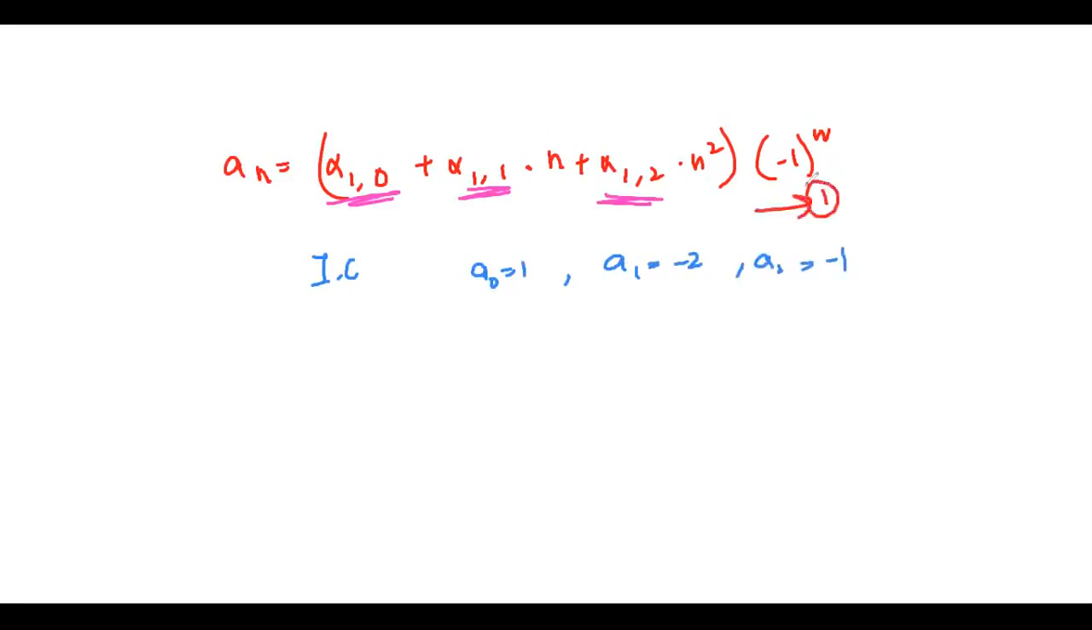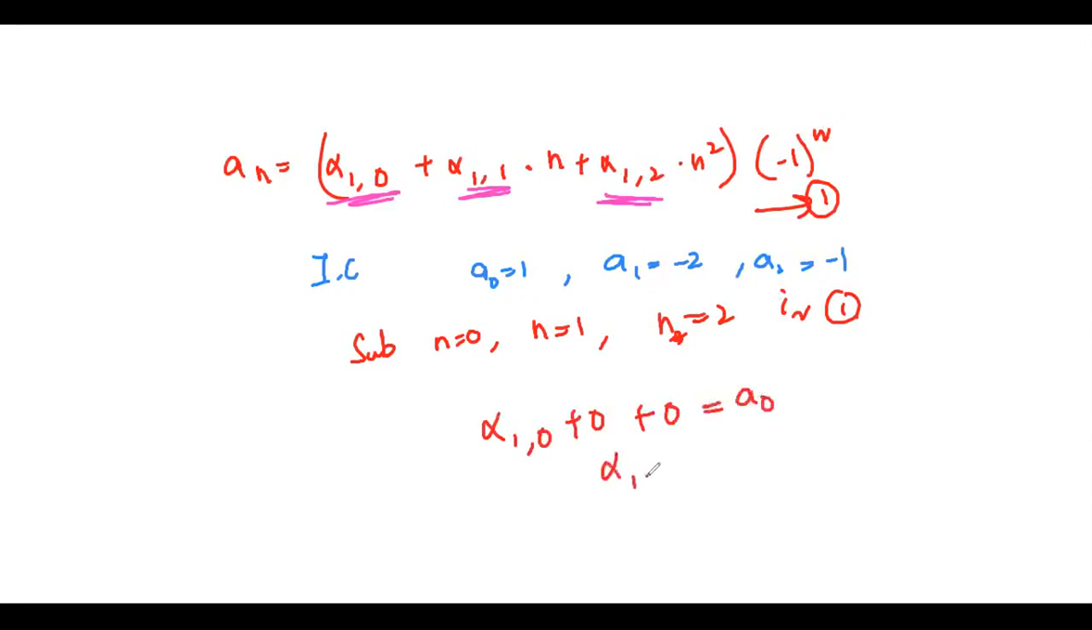Let's take this equation as equation 1. Substitute n is equal to 0, n is equal to 1, n is equal to 2 in equation 1. When we substitute n is equal to 0, directly we will get the alpha 1 comma 0 value, because the term alpha 1 comma 1 into 0 is simply 0. So alpha 1 comma 0 plus 0 into minus 1 power 0, it will give us positive 1, is equal to a0. So alpha 1 comma 0 is the a0 value, which is 1. Now we have got alpha 1 comma 0.